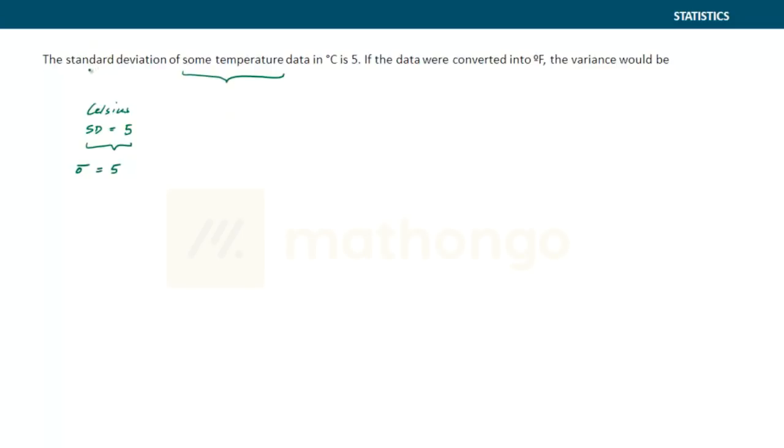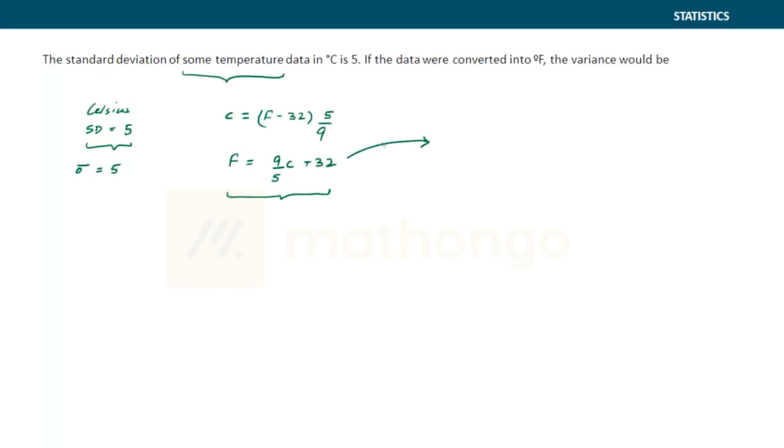So remember, standard deviation is given, the asked quantity is variance, and first of all we need to know what will happen when Celsius is converted to Fahrenheit. So the formula is that you do this particular stuff. We wanted the data from Celsius converted to Fahrenheit. So F can be written as 9 by 5 C plus 32. This is what I can say. So converting Celsius to Fahrenheit is this particular formula, and now this becomes a very simple problem.